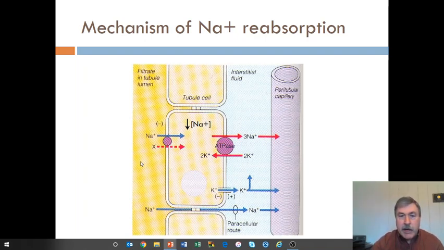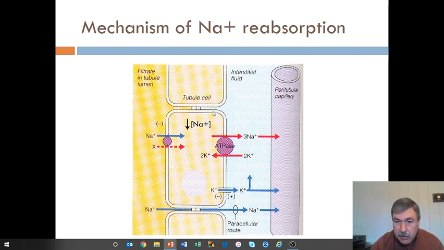But on this diagram over here is the lumen. This is where the filtrate is located, that's been filtered in the glomerular capsule. Over here on this side, this is the interstitial fluid, and this is one of the peritubular capillaries that surrounds the nephron. So, what drives the reabsorption of sodium across the luminal membrane, which is here, is actually the active transport of sodium across the basolateral membranes.